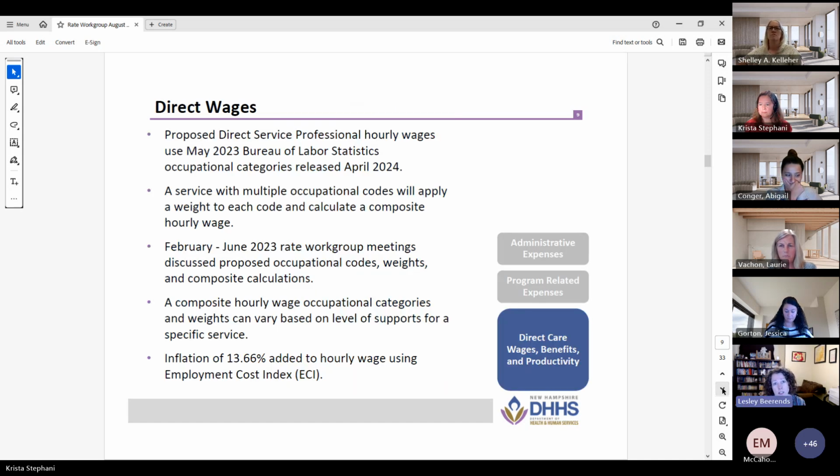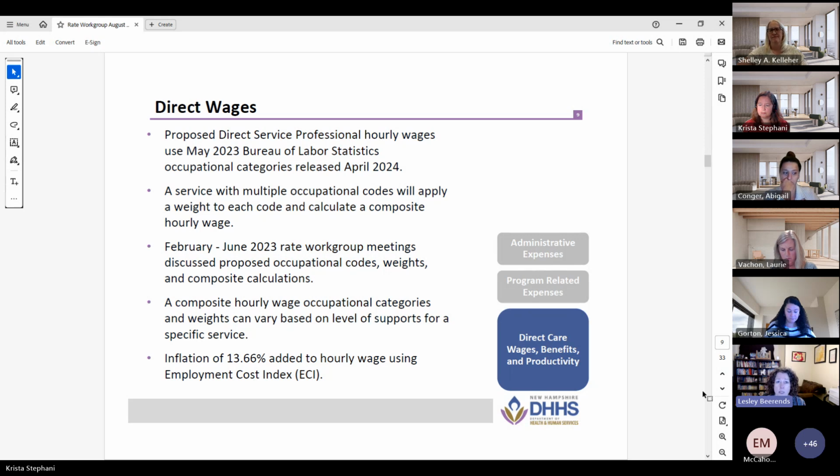Just as a reminder, it seems crazy that it's been over a year ago now, but back in February through June of 2023, we did work with the rate work group and had meetings around occupational codes and weights and composite calculations to look at wages. So that feedback and discussion that we had back then has been used in the proposed wages that we're looking at.